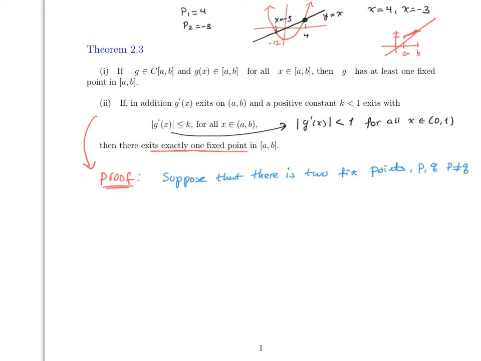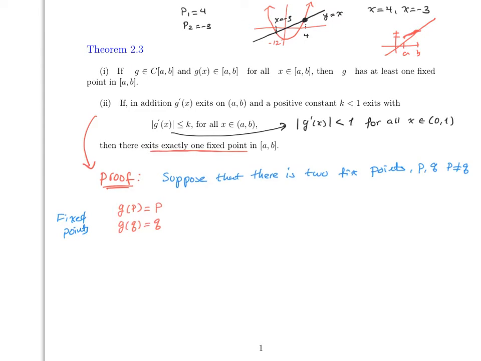So now, since P and Q are fixed points, that implies that G of P is equal to P, and also that G of Q is equal to Q. So this is what it means to be fixed points, right? So that's the definition.